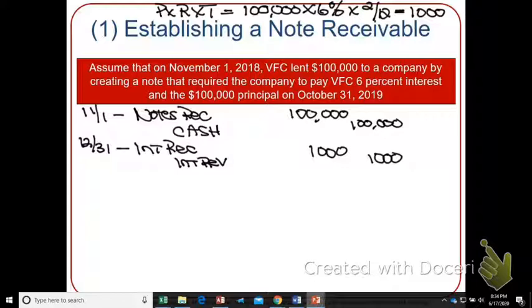So that all happened in 2018. All right. The company lent $100,000 to another company. That company's going to have to pay us interest, right? Interest receivable, interest revenue. And then that's all in that year. So then now we jump all the way to October of the next year.